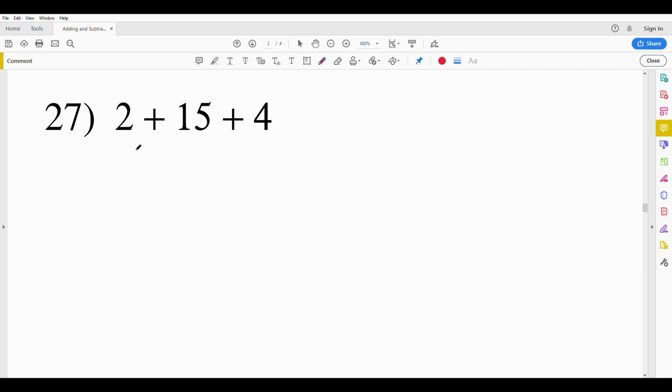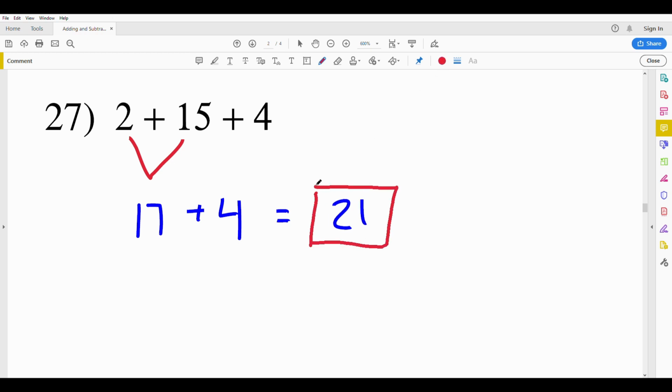So let's do 2 plus 15. Well, that's going to be 17. Because we have a positive number and we're adding a positive number, we're going further into the positives. So 17, and then we still have to add 4. And 17 plus a positive 4 is going to give us a positive 21. So 21 is our solution in number 27.